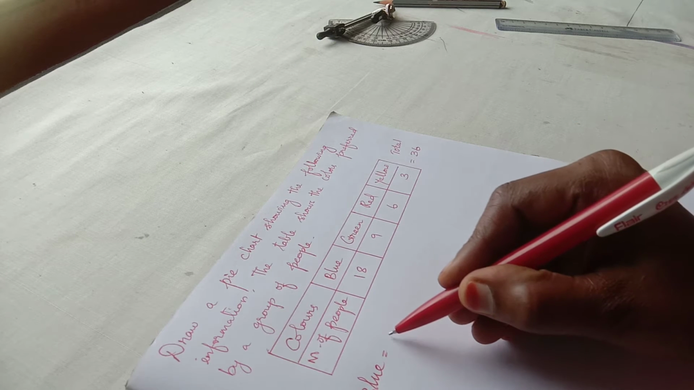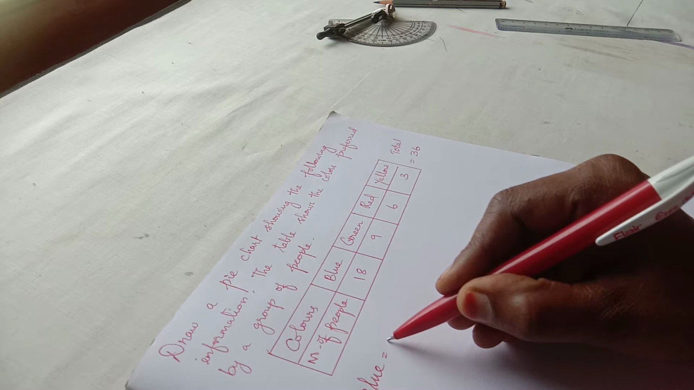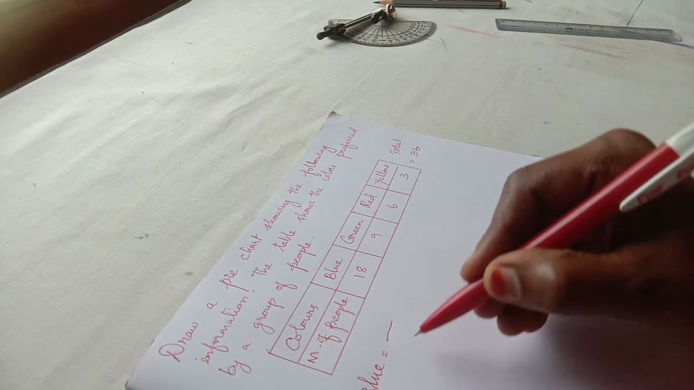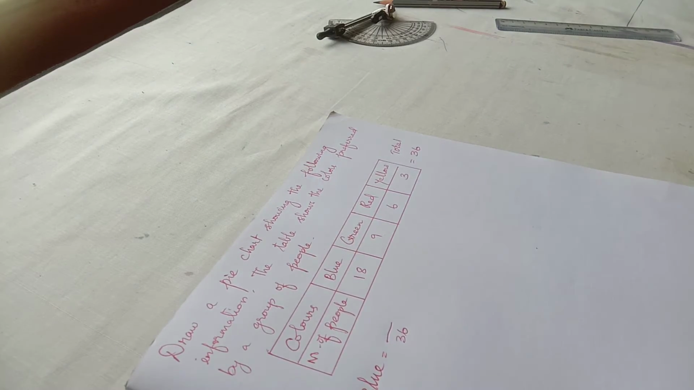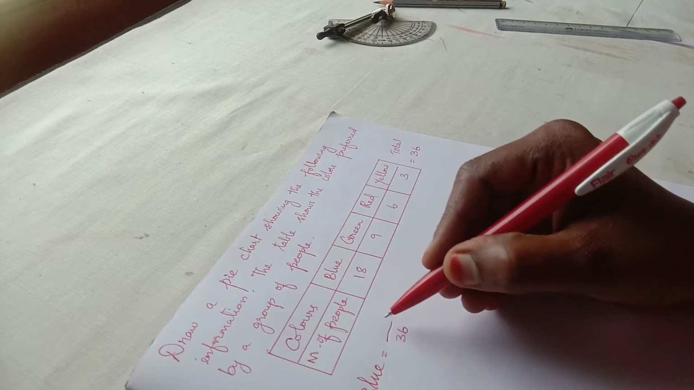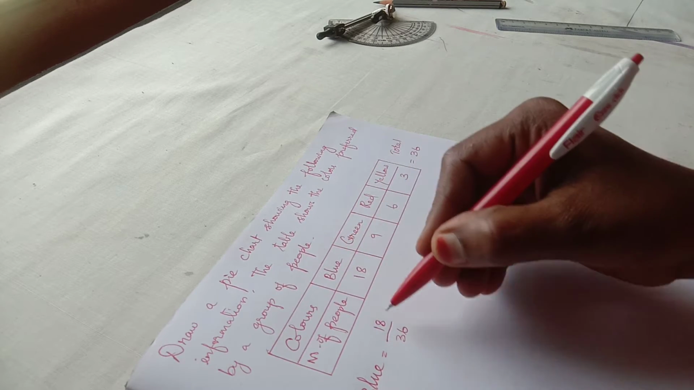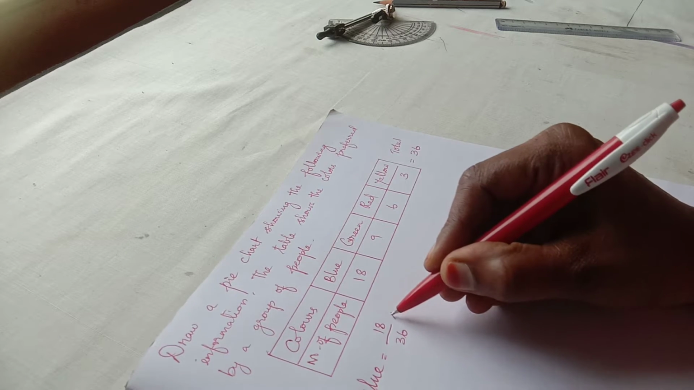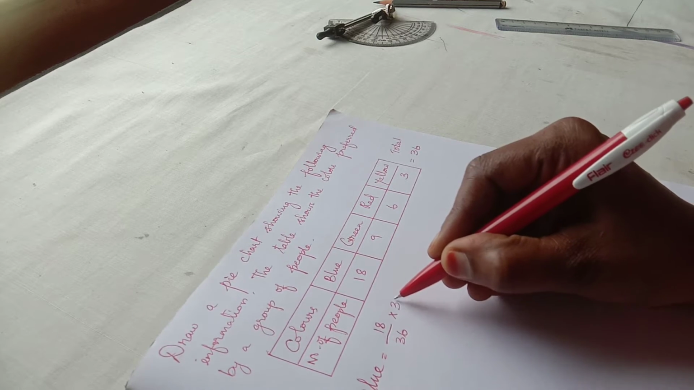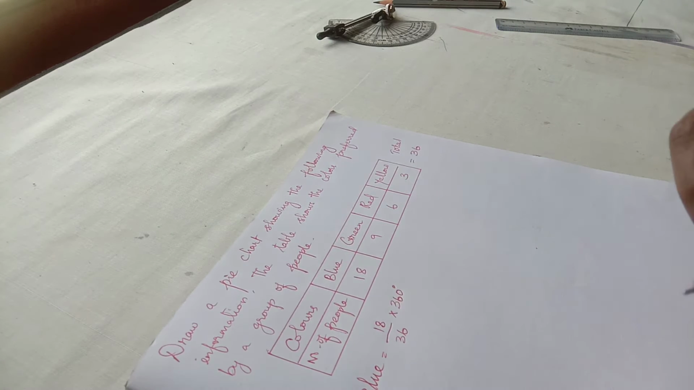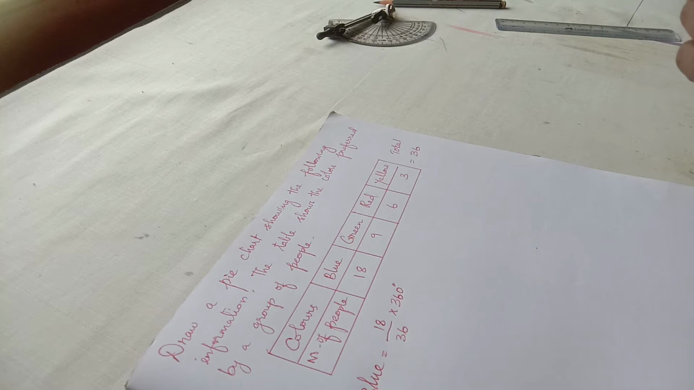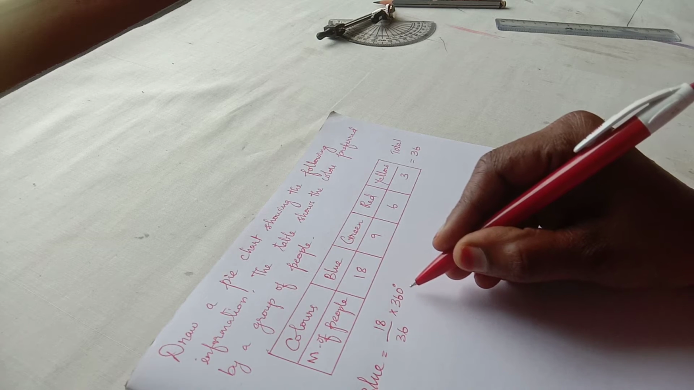We are going to find the central angle for blue color. So first let's frame it in fractional form. The total number of people is 36, and for blue how many people? 18. First we framed it in fractional form. Then we need to multiply the fraction by 360 degrees, because we are going to draw a circle graph, and the total angle at the center of a circle is 360 degrees.